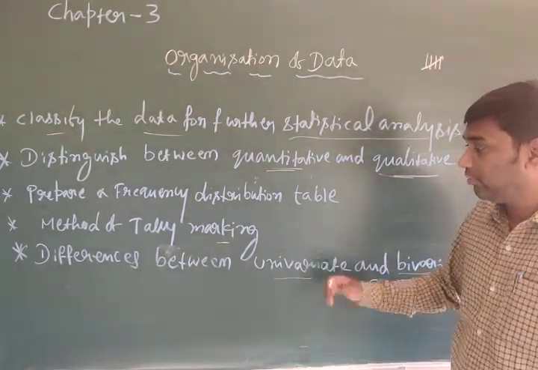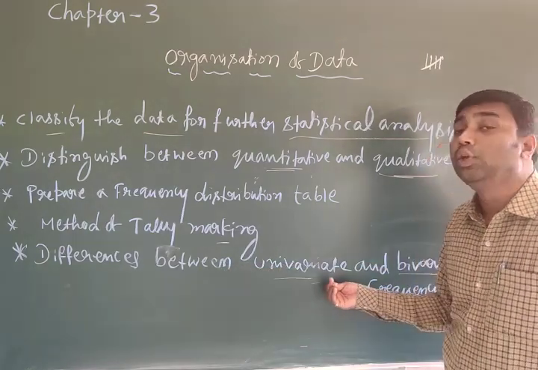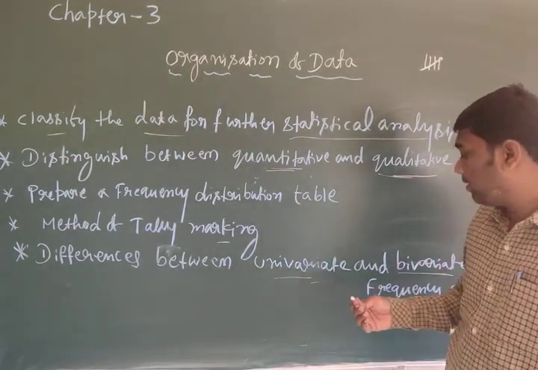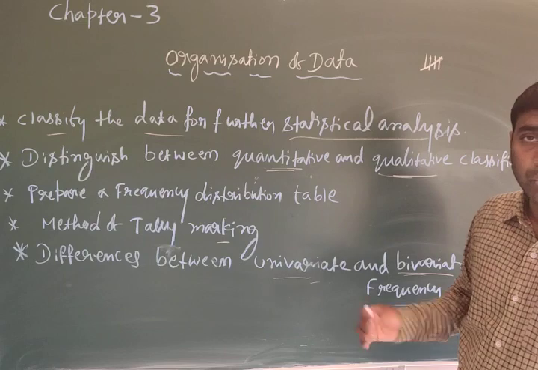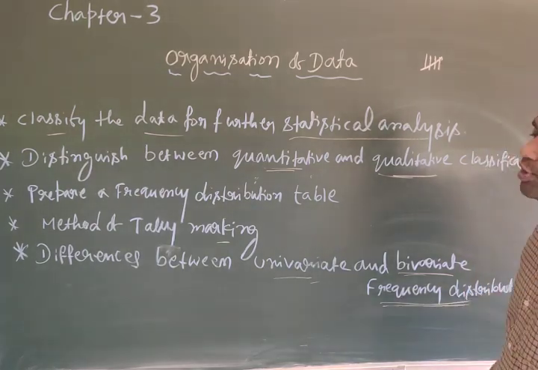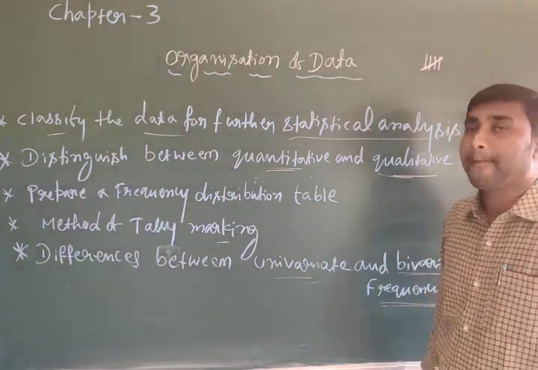And the next one, differences between univariate, single, and bivariate, two, frequency distribution. So in this chapter we have to discuss differences between univariate, meaning single, and bivariate, meaning two. So frequency distribution we have to understand in this chapter.